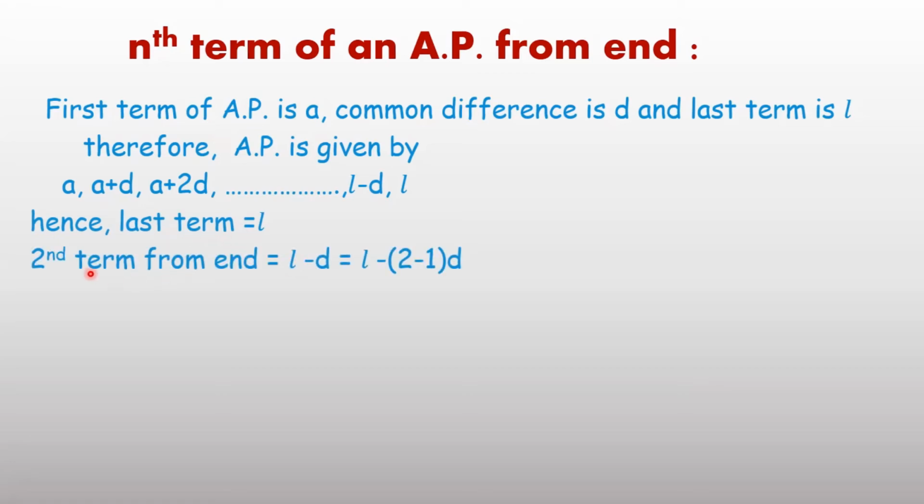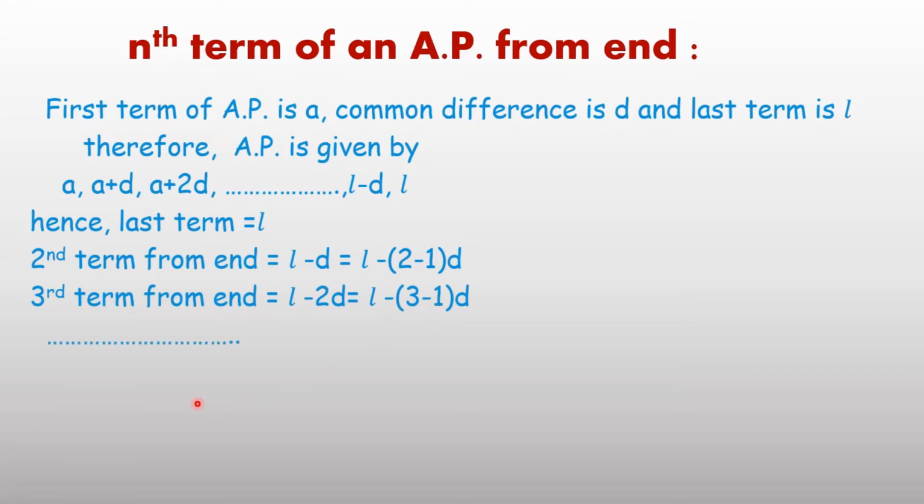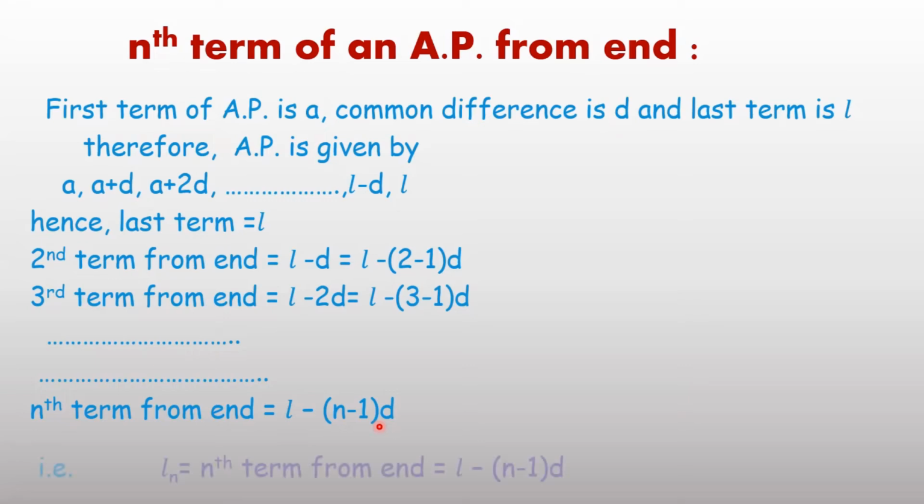Second term from the end is L minus d, which is L minus 2 minus 1 into d. Third term from the end is L minus 2d, which is equal to L minus 3 minus 1 into d. As a result we can write the nth term from the end equal to L minus n minus 1 into d. And that's the formula by which we can find the nth term from the end of an AP. That is L minus n minus 1 into d.